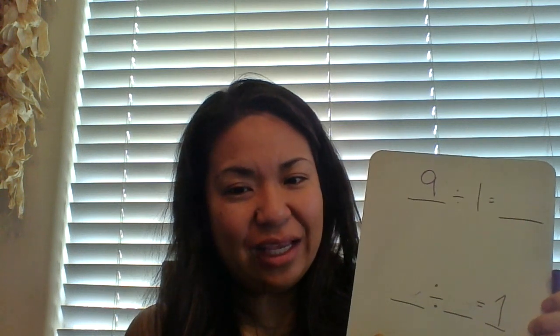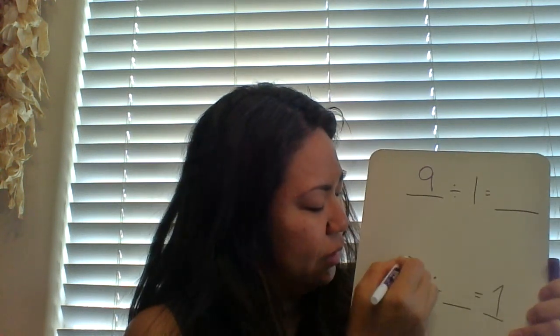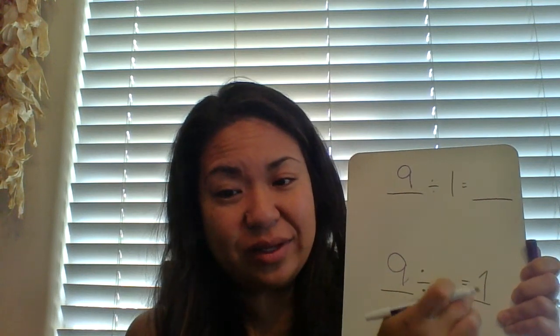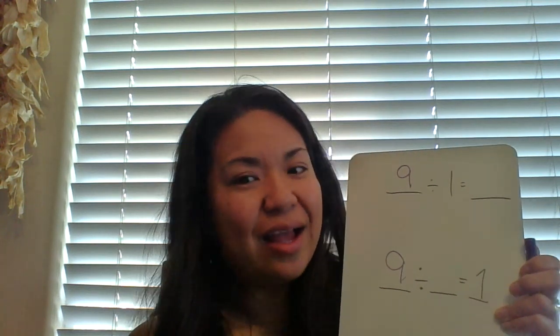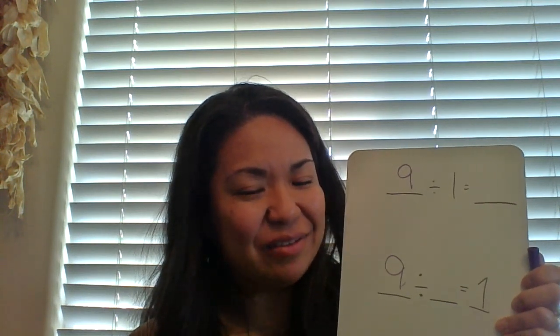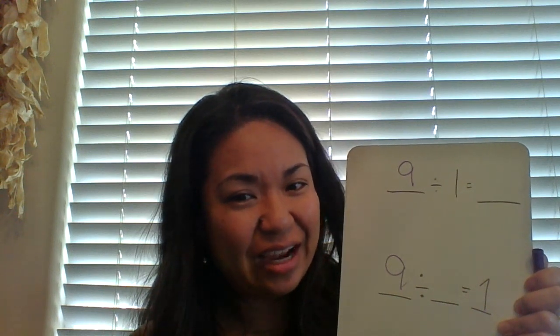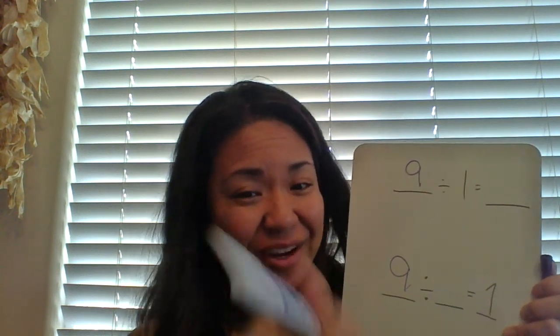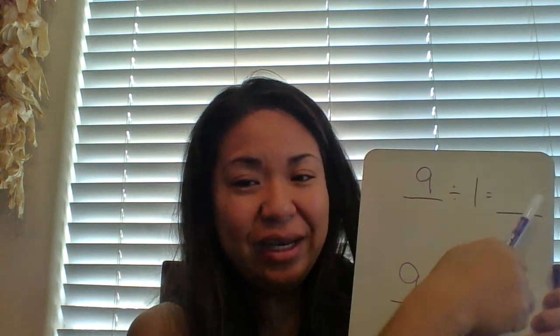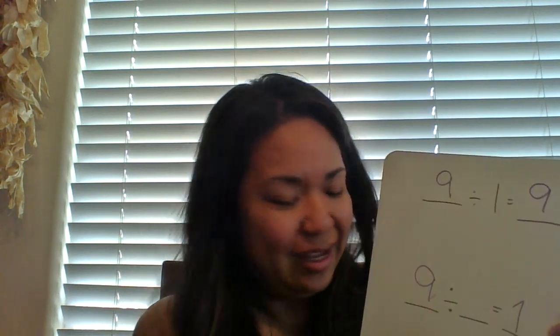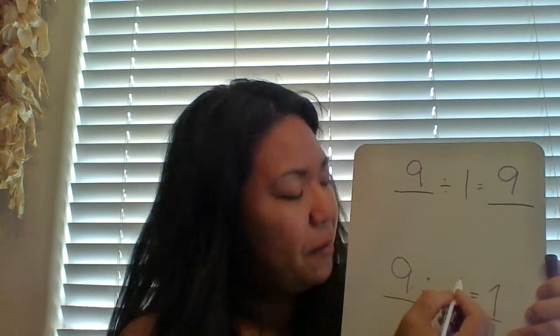9 divided by 1 equals, and 9 divided by what number is going to equal 1? I'll give you a minute. Well, less than that, but I hope you got it. And I probably know you did because you said 9 divided by 1 equals 9, and 9 divided by 9 equals 1. Nice job, you guys. I told you it was easy.